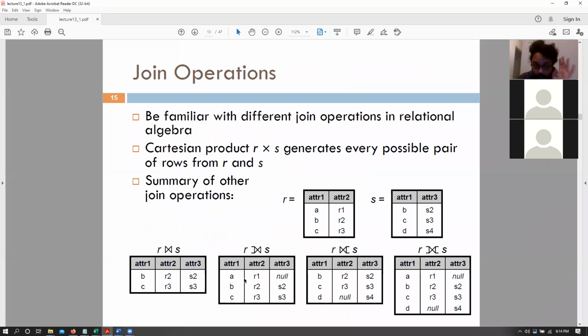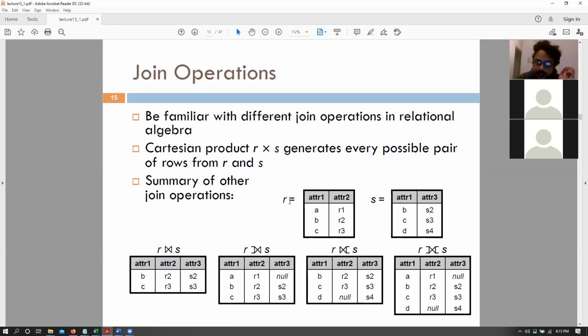So let's always remember this particular slide by heart. Even during your interview questions or whatever, remember this slide, because sometimes they do ask you about join operations. Most of the times they do ask you about join operations. So always remember this particular slide.